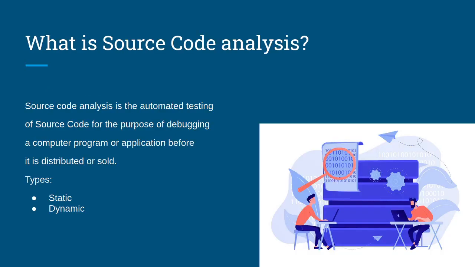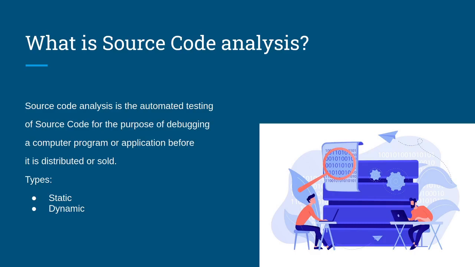Okay, so what is source code analysis? Source code analysis is automated testing of source code to debug a computer program or application before it is distributed or sold. So source code analysis can be either static or dynamic. In static source code analysis, debugging is done by examining the code without actually executing the program. This can reveal errors at an early stage in program development, often eliminating the need for multiple revisions later. After static analysis has been done, dynamic analysis is performed in an effort to uncover more subtle defects or vulnerabilities.